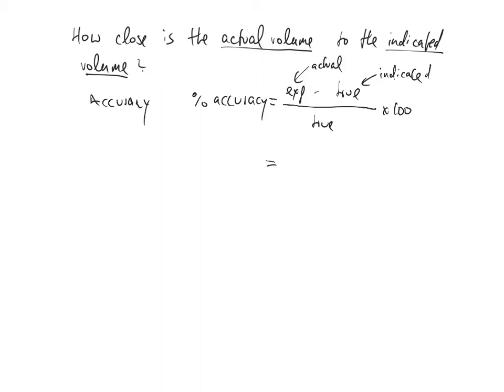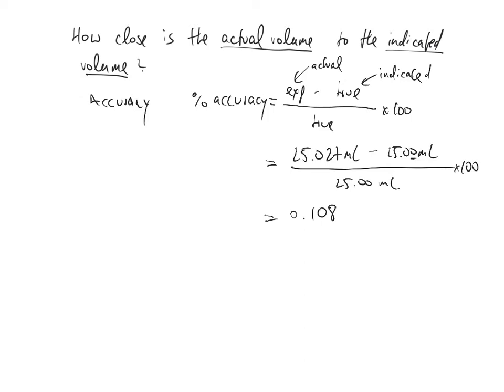So we basically take 25.027 milliliters minus 25.00 milliliters, remember sig figs, divided by 25.00 milliliters times 100, which gives me 0.108%, and with 1 sig fig, so 0.1%. Notice that this is less than 3 to 5%, so very accurate.